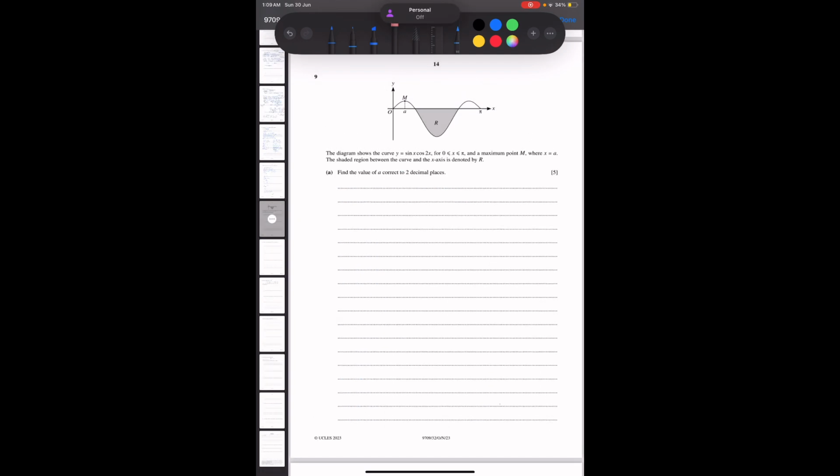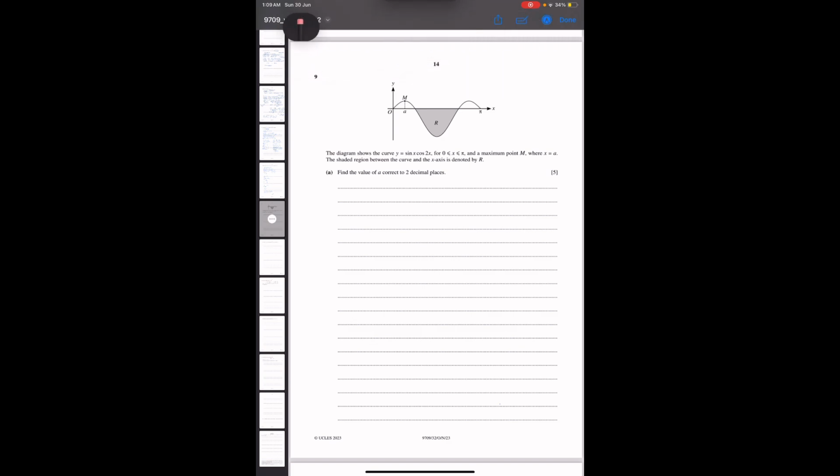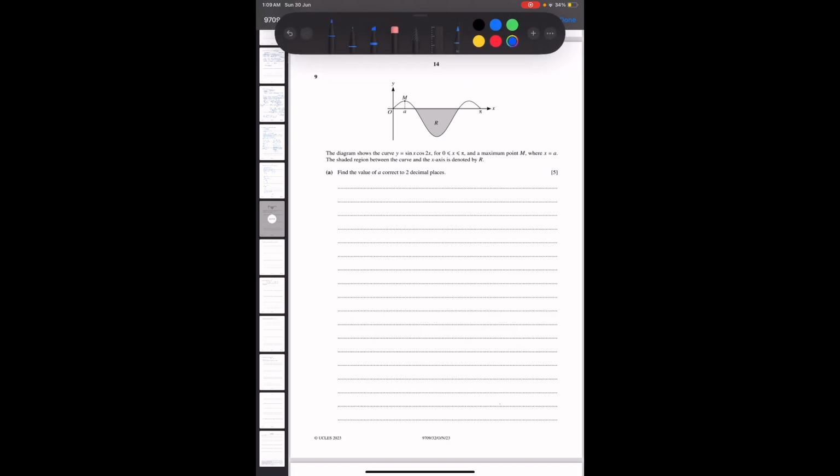The diagram shows the curve y is equal to sine x cos 2x, for x from 0 to pi, and a maximum point M where x is equal to a. Now the shaded region between the curve and the x-axis is denoted by R, and we have to find the value of a correct to 2 decimal places. So whenever we hear the word maximum point or minimum point, this is the first thing that comes to our mind, that dy by dx at that point is going to be equal to 0.